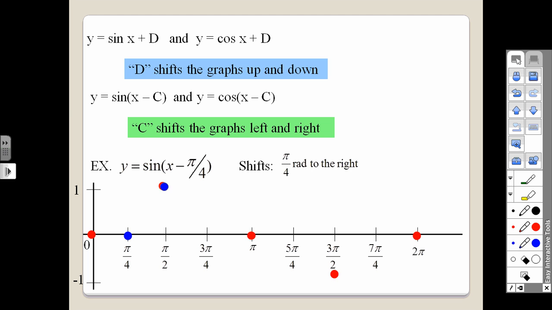This point gets moved pi over 4 units over here to 3 pi over 4. This point is going to move to 5 pi over 4. This point down here is going to move to 7 pi over 4. And then this point is going to move somewhere over here. But technically we don't need to worry about that because it's past our restriction. We are graphing from 0 to 2 pi. So we can draw this in now.